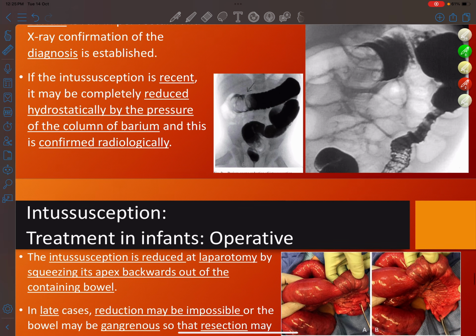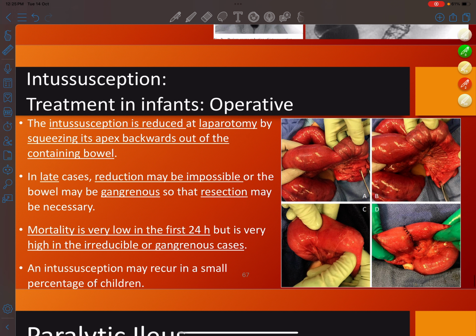In operative treatment, we explore the abdomen, we go to the intussusception part, and then try to push the apex of intussusception through the bowel until you move it out. Don't pull. Pulling is dangerous because it ends with perforation. So push the intussuscepting part outside until you completely reduce it. If there is already established gangrene, then it should be resected and anastomosed.